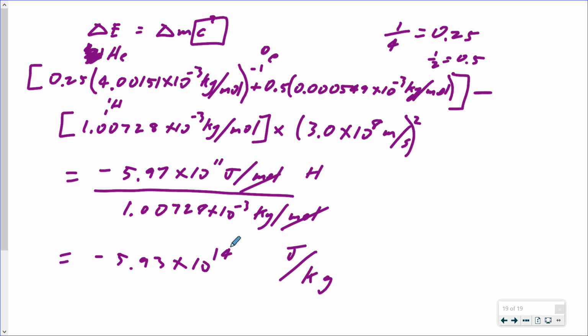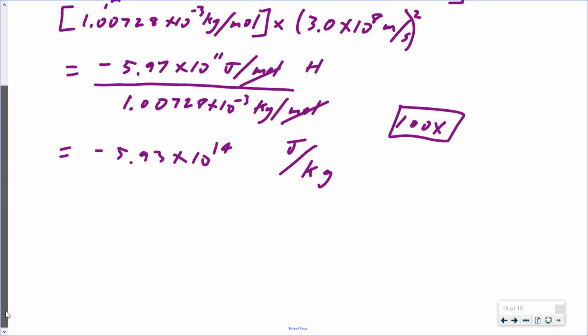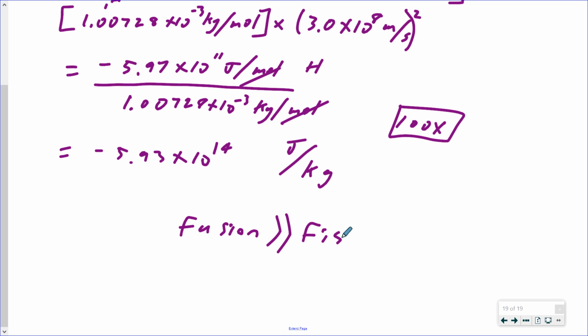So this is now about 100 times more energy that we're getting from a fusion reaction than from that fission reaction. And yes, it is important for you to remember that from a nuclear fusion reaction, we're getting considerably more energy than from what we're using in nuclear reactors right now, which is nuclear fission.